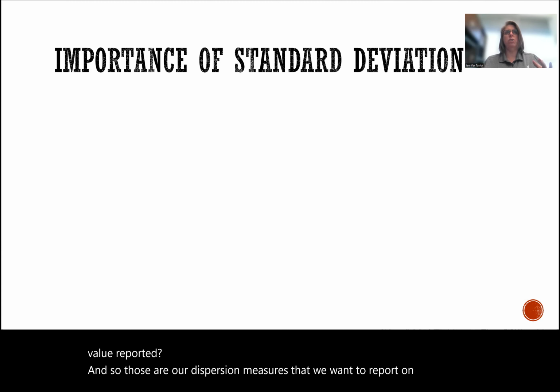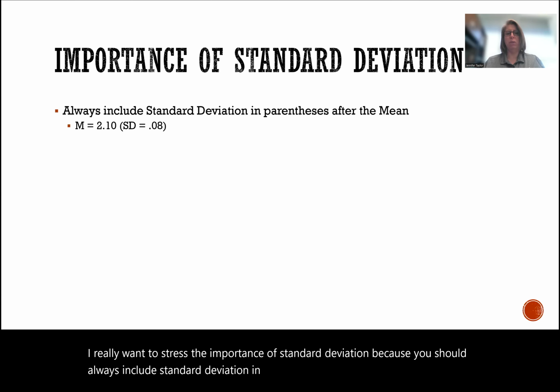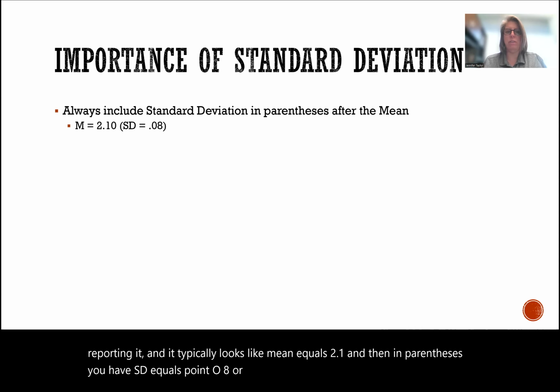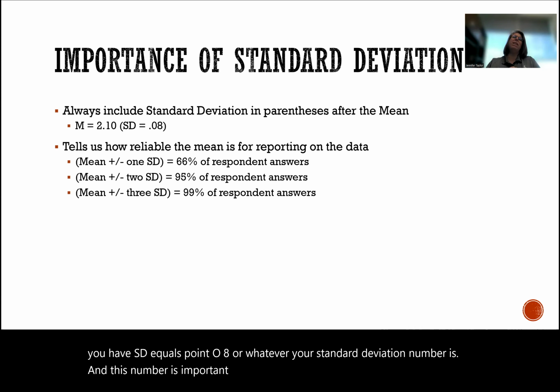So I really want to stress the importance of standard deviation because you should always include standard deviation in parentheses after the mean when you're reporting it. And it typically looks like mean equals 2.1, and then in parentheses you have SD equals 0.08 or whatever your standard deviation number is. And this number is important because it tells us how reliable the mean is for reporting on the data.